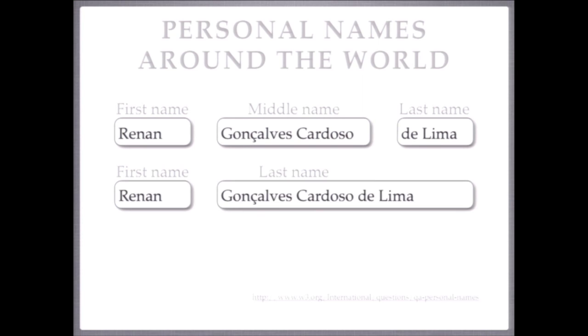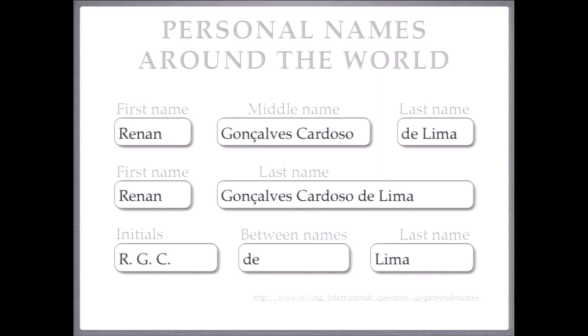And there are other examples of forms. These are forms I've been struggling to fill in Brazil and also in the Netherlands. They always have different formats. In the Netherlands, they have initials, between names, and last name. I got some confusion when I had to fill a Netherlands form, because I never know what I should put in initials or between names. I don't know if De Lima is part of the last name or is between names.